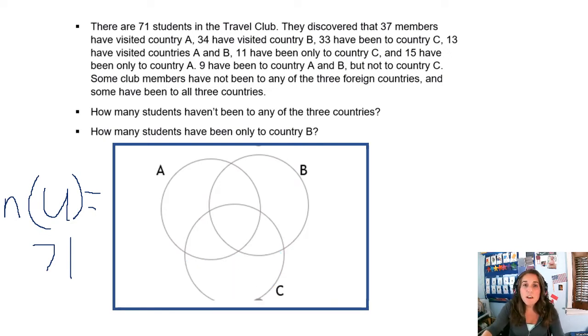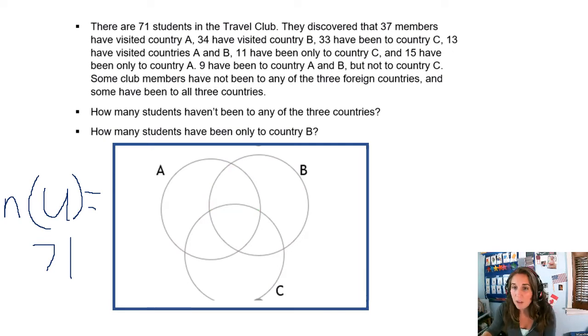And 15 have been only to country A. So in the same logic, just country A, okay, we would have 15, and that's going to be really useful too. 9 have been to country A and B, but not country C, okay? So let's think about that. Country A and B is right here. Oh, this is going to be super useful. The smaller the piece, the more useful it is, okay? So this is A and B and not C, okay? If it were A, B, and C, we would be here. So that's going to be really useful.